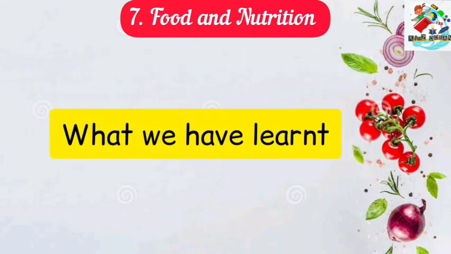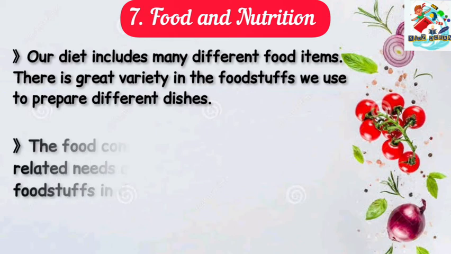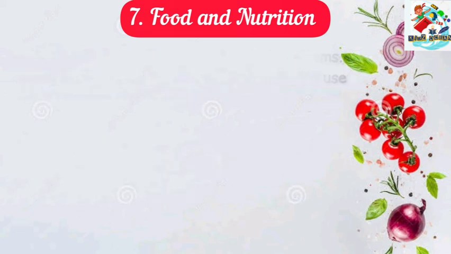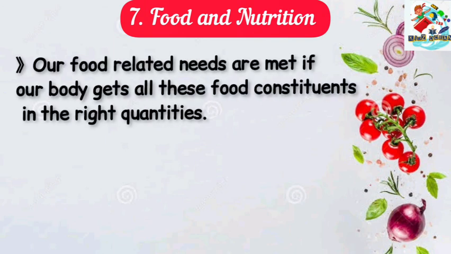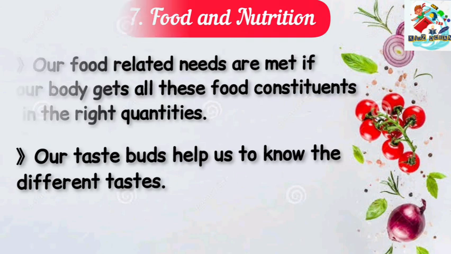Finally, from this lesson, you have learnt that our diet includes many different food items. There is great variety in the foodstuffs we use to prepare different dishes. The food constituents that meet our food-related needs are present in these foodstuffs in different proportions. Our food-related needs are met if our body gets all these food constituents in the right quantities. Our taste buds help us to know the different tastes.